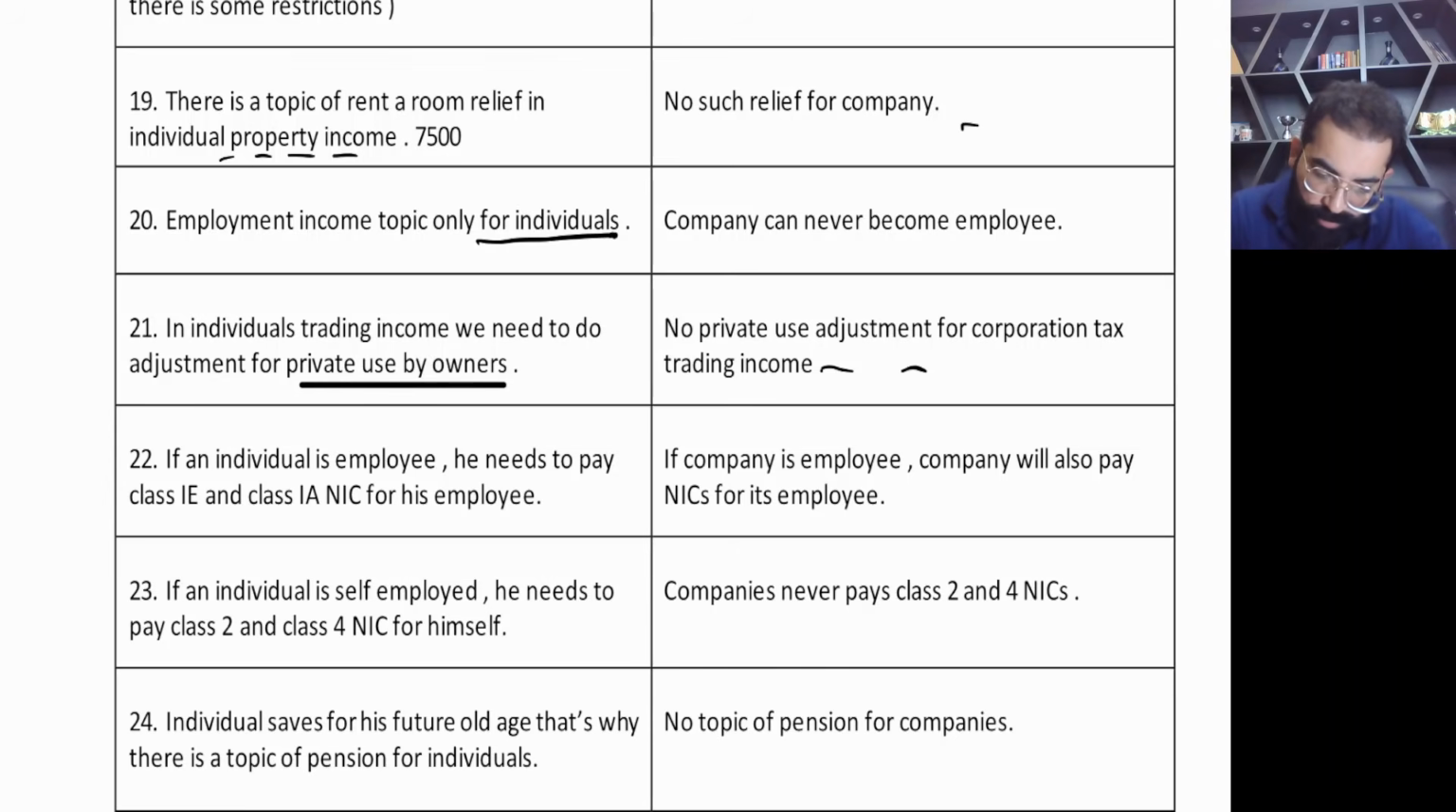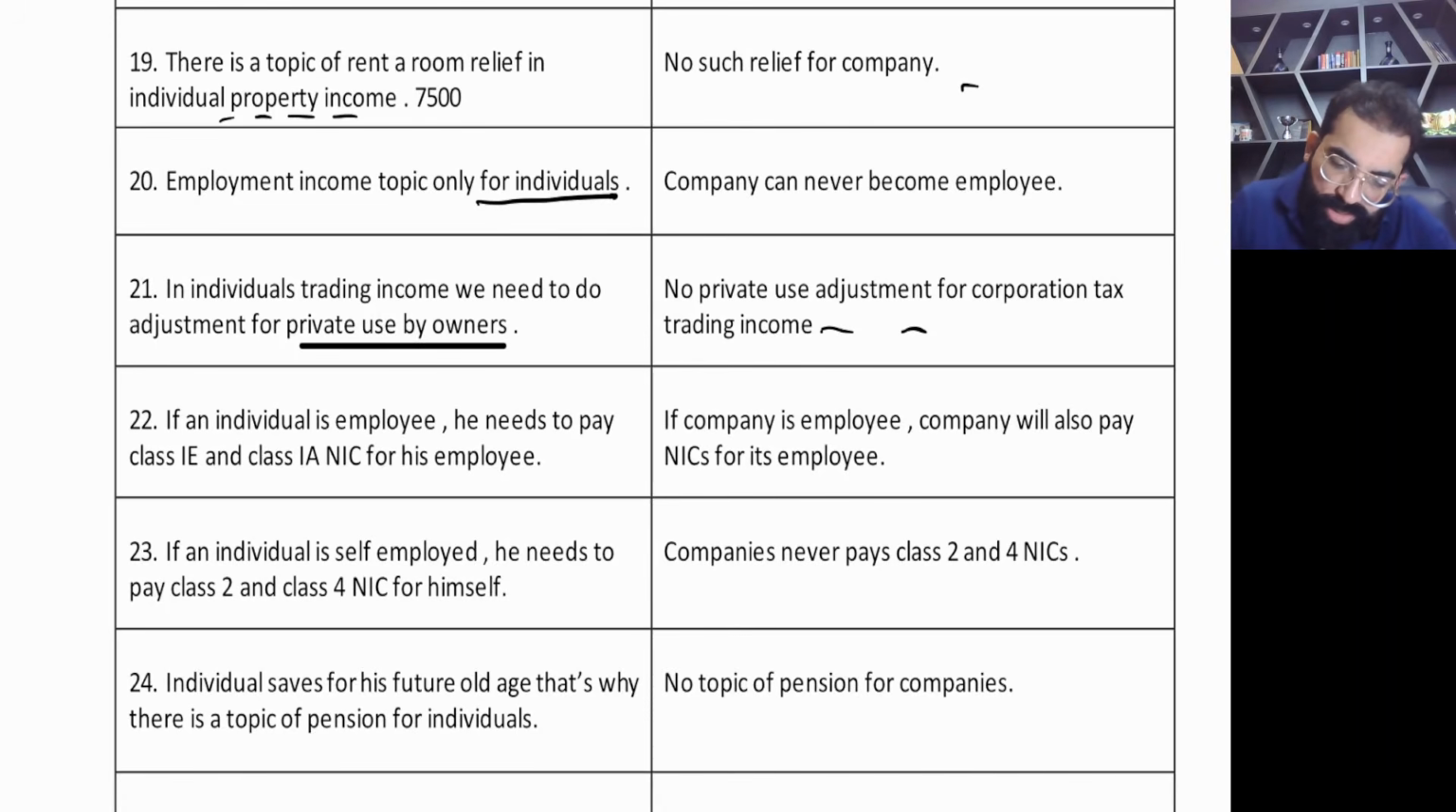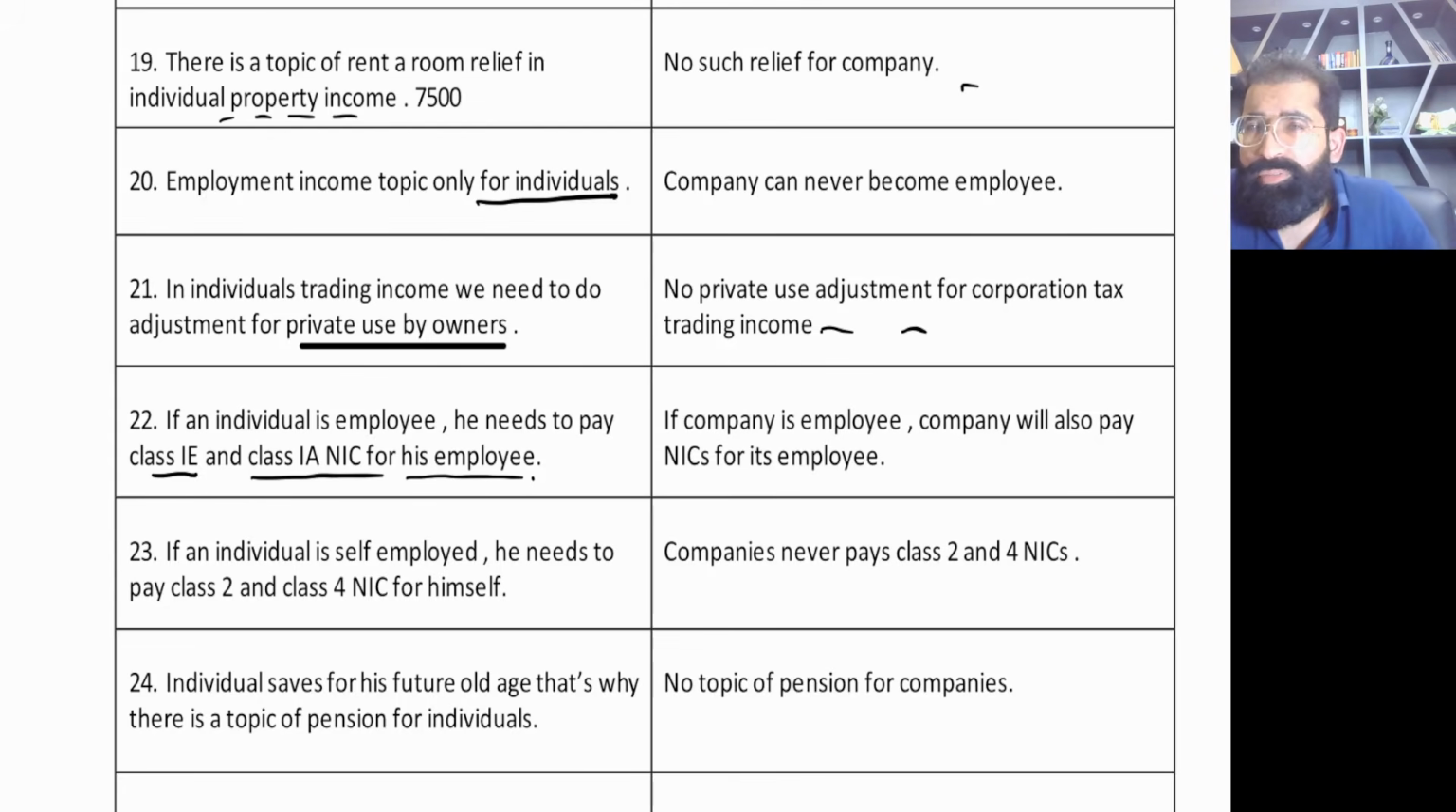Then you have, if an individual is an employee, he needs to pay class 1 employee NIC and class 1A NIC as an employee. Yes, if an individual is doing a job, he has to pay class 1 employee NIC.